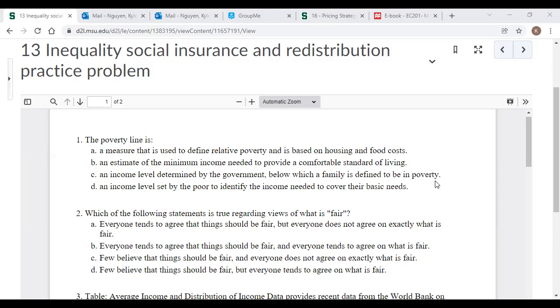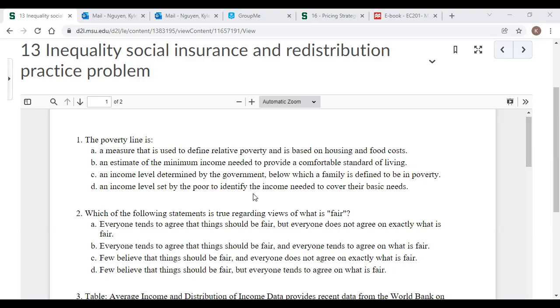And D, an income level set by the poor to identify the income needed to cover their basic needs. This is the throwaway answer for this question, because obviously the poor don't set the income level. It's the government who sets it, because there's a variety of factors they need to take into account, like where you live, the current economic situation, and a lot of stuff. It's not just something the poor decide.